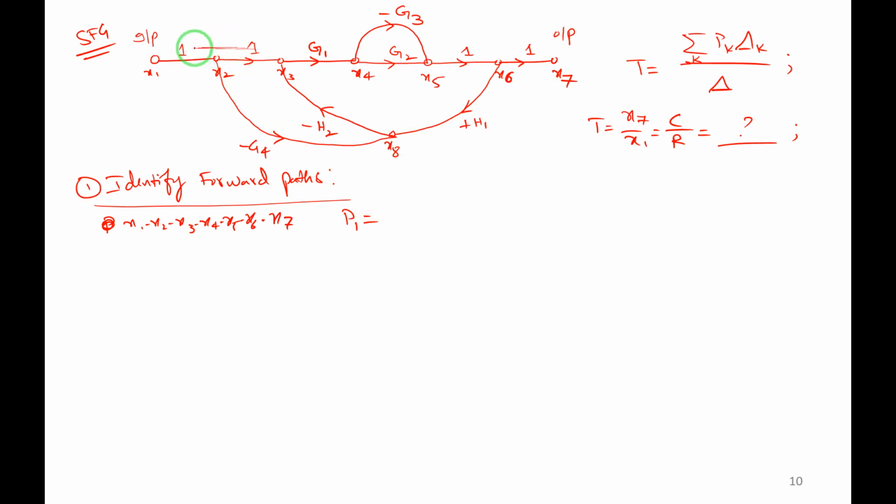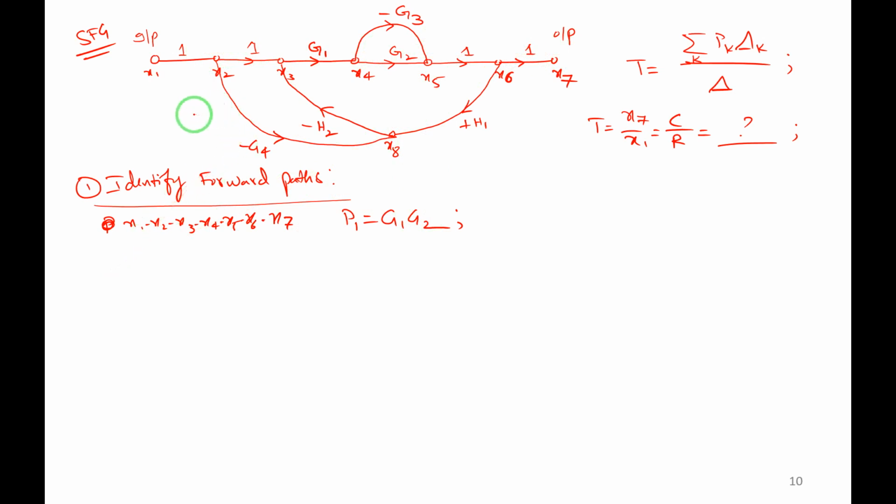I will write P1. Multiply all the gains. 1 into 1, just observe how I am moving. 1 into 1 is 1, into G1, into G2, into 1, into 1. So G1 G2 I will get. This is the gain of the first forward path. I have written here. Then 1, 1.